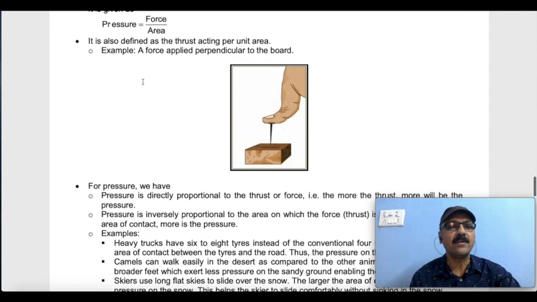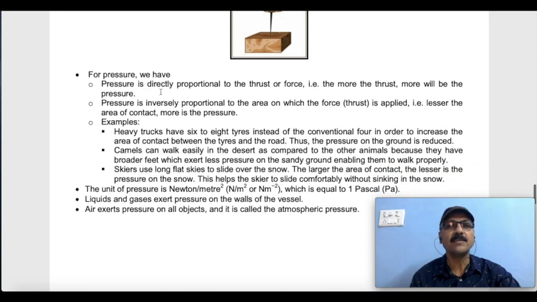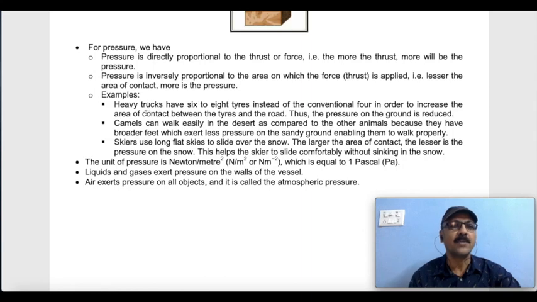Next, pressure is directly proportional to thrust or force. That is, the more the thrust, the more the force, the more will be the pressure. Pressure is inversely proportional to the area on which the force is applied. That is, the lesser the area of contact, the more the pressure. An example is given here.